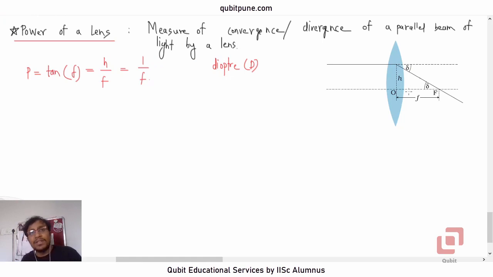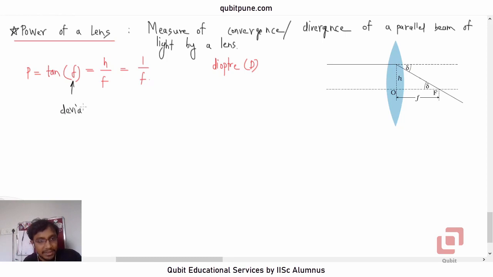So if it converges closer to the actual lens, you will say that its converging power is more, its power will be more. And how do we measure it? The closer the focus is to the center of the lens, the smaller the focal length. So we actually define the power of a lens as tan of the angle delta, where delta is the deviation angle.